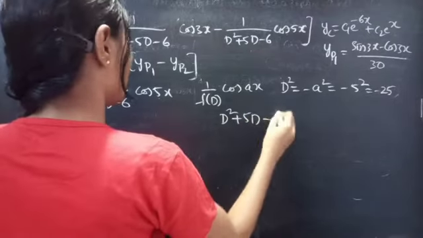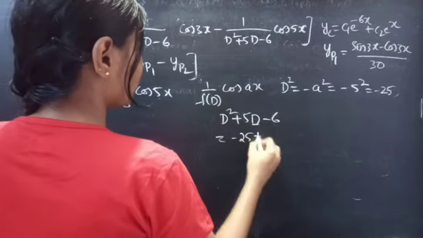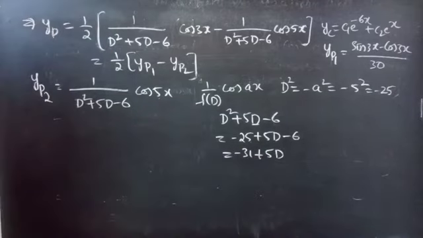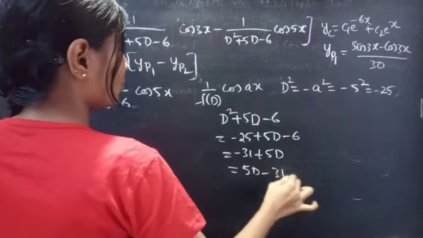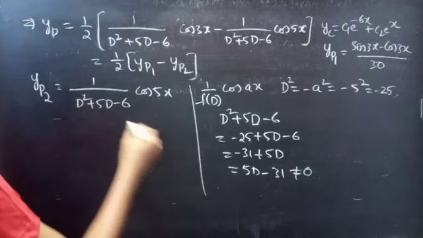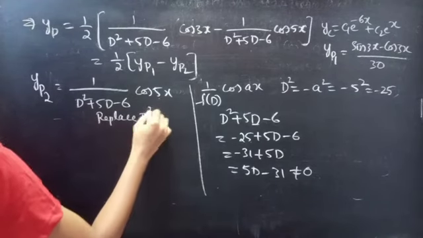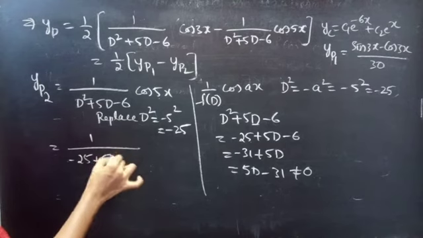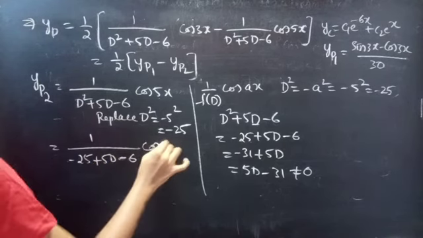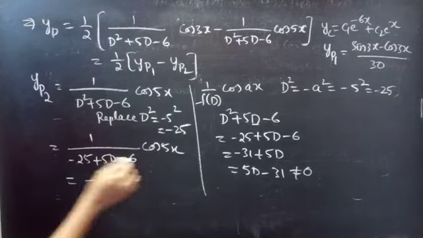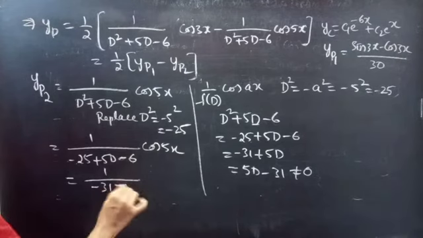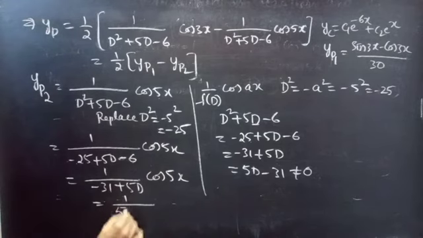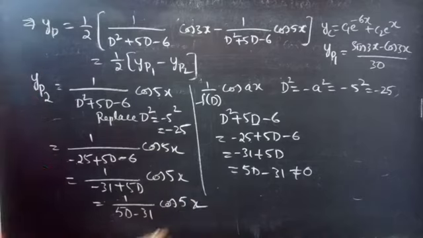D square plus 5D minus 6, replace D square by minus 25. Minus 25 minus 6 is minus 31 plus 5D. Or you can just write it as 5D minus 31, which is not equal to 0. So we can replace D square, right? Replace D square by minus 5 square, which is equal to minus 25. Then we'll get 1 by minus 25 plus 5D minus 6 into cos 5x, which is equal to 1 by minus 25 minus 6, which is minus 31. We'll just write the same steps, which is equal to 1 by 5D minus 31 into cos 5x.